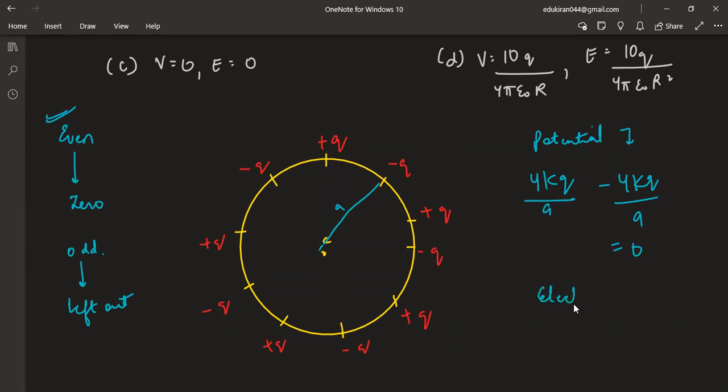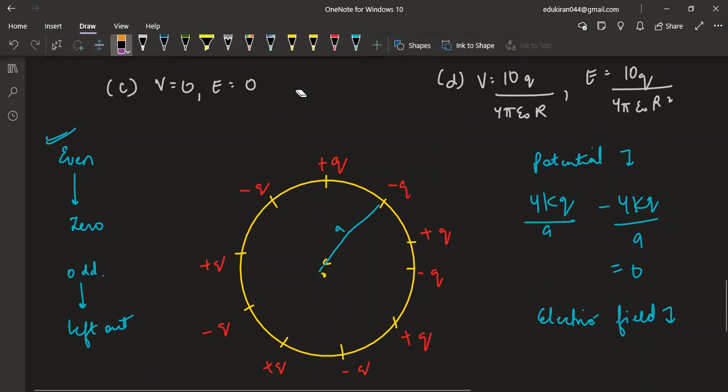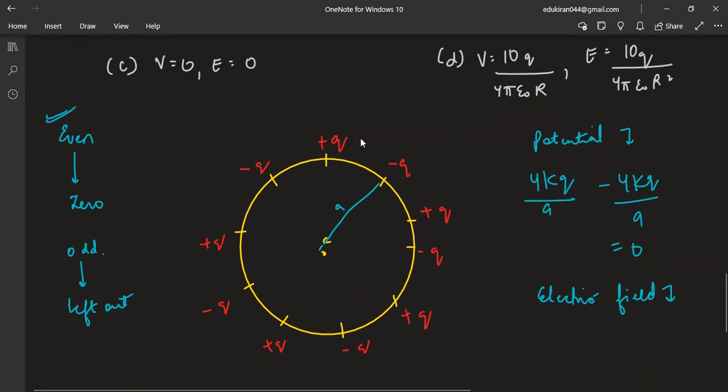What about the electric field? See, the electric field generated by this positive charge. Let's say the electric field because of this positive charge is away from this charge. Fine. One electric field will be there because of this positive charge. Let me write the positives together. This is positive, positive, positive. All these charges are positive.